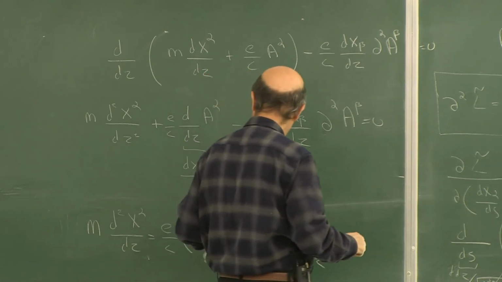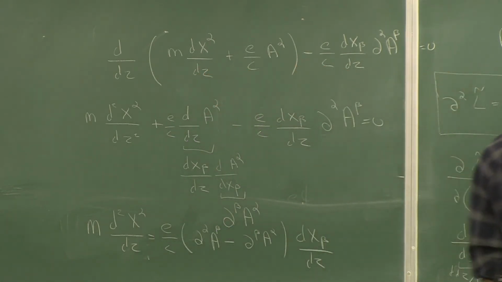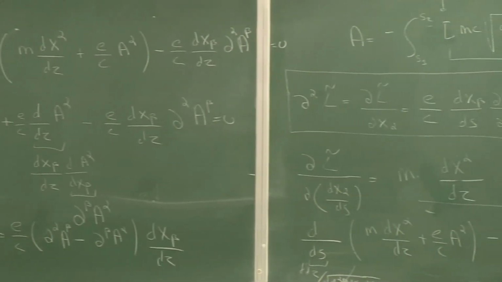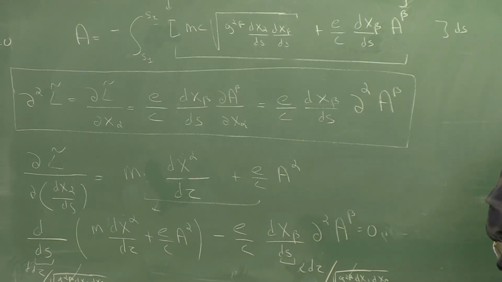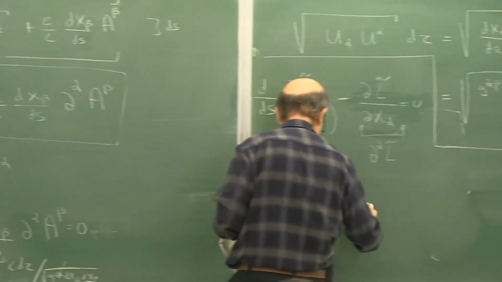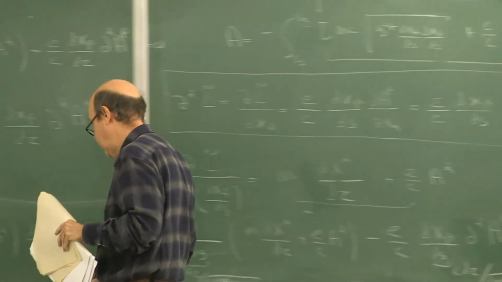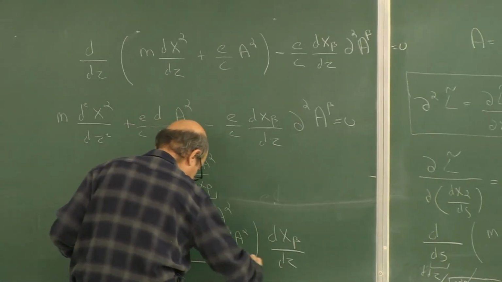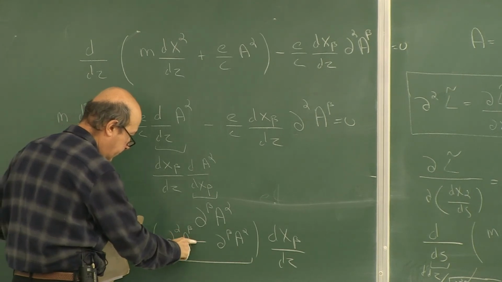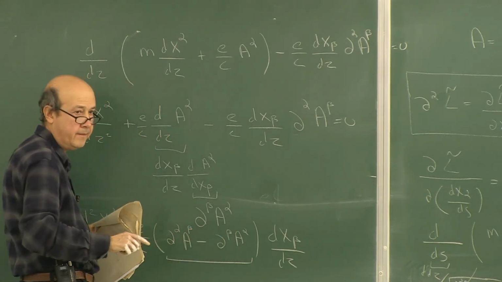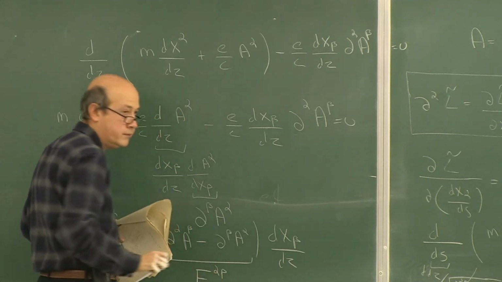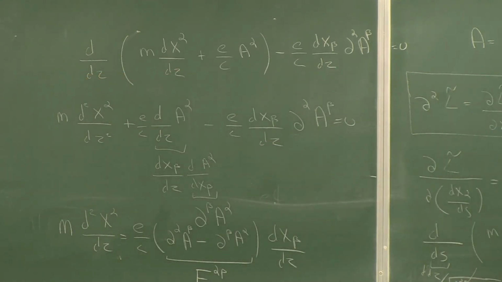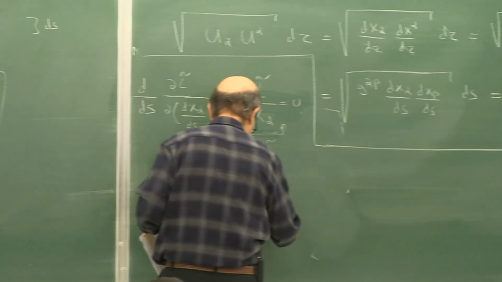So let us rewrite this expression. So this we find something we know. So I am not erasing this part. Let me write this again. m d square x alpha over d tau square is equal to e over c. Do you remember what this is? What is this? Del alpha A beta minus del beta A alpha. That is the Maxwell field strength tensor. So that is equal to F alpha beta.